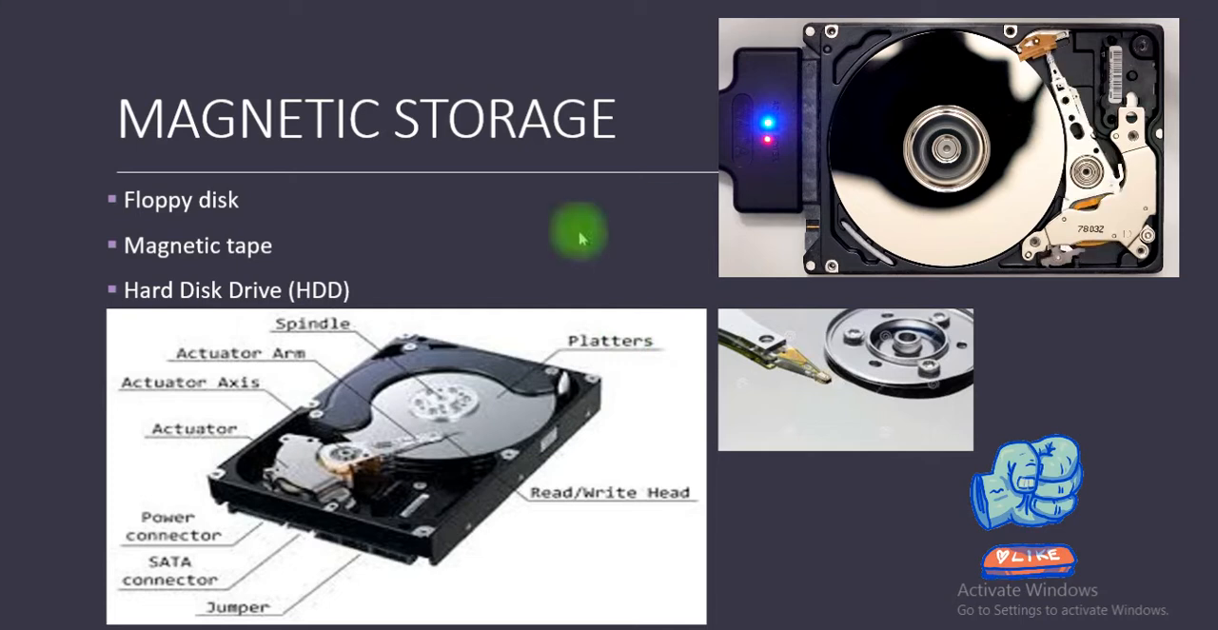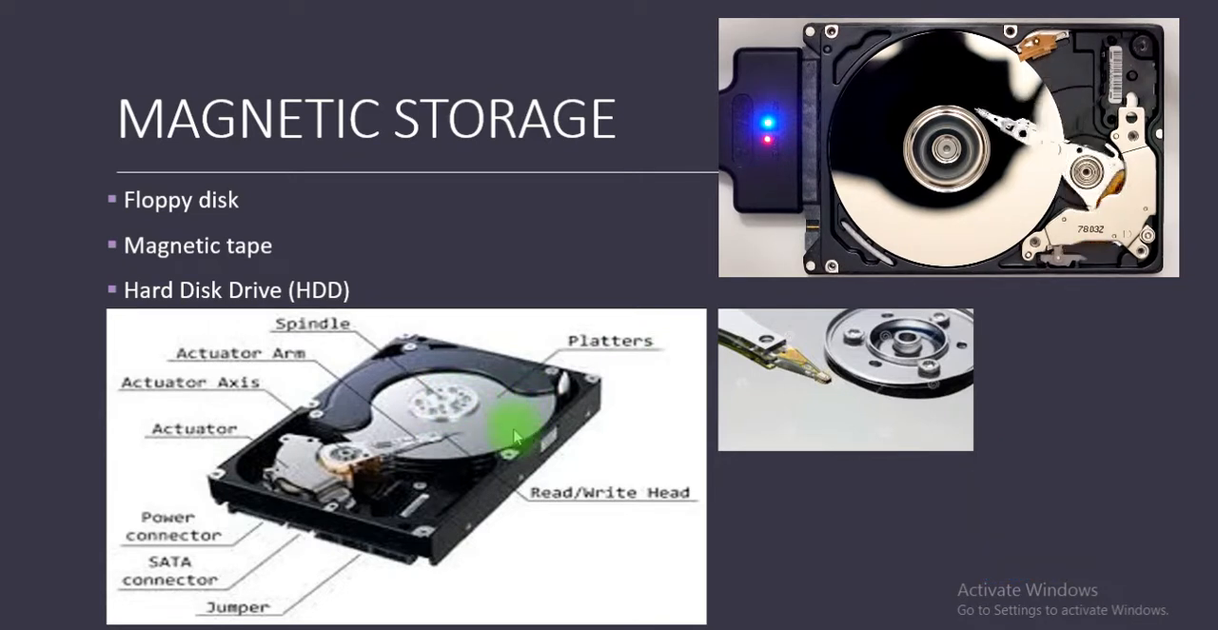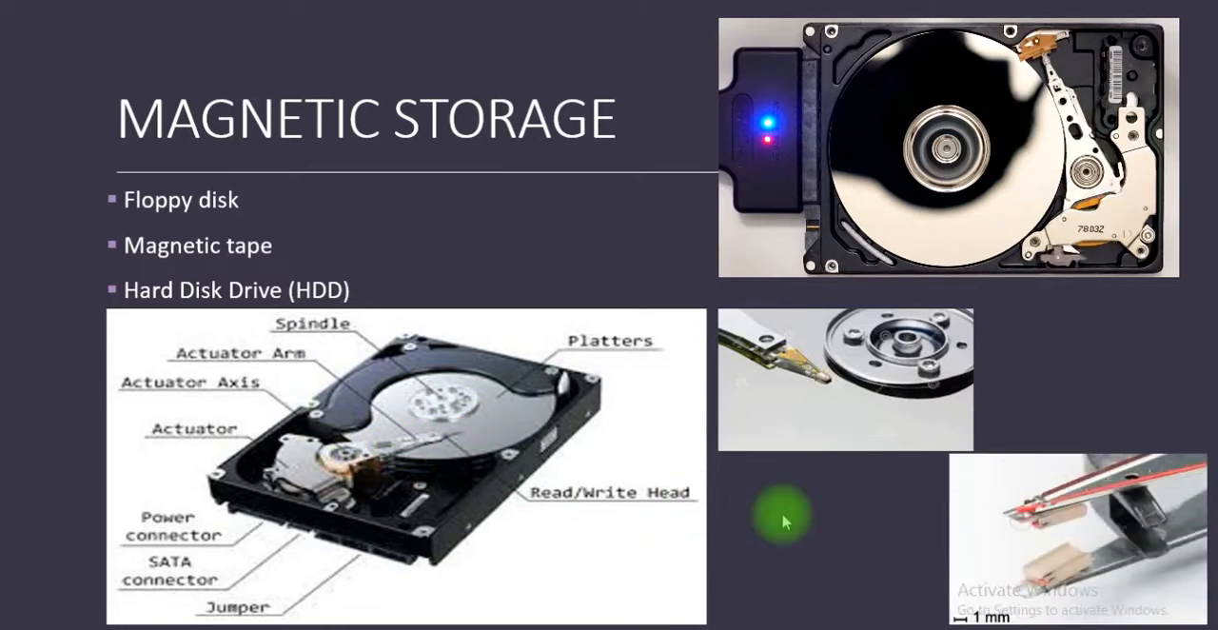And of course you have the spindle here, and the spindle is the component that holds the disk in place. So this is really the internal structure of the hard disk drive. This will give you a better view of the read and write head there.